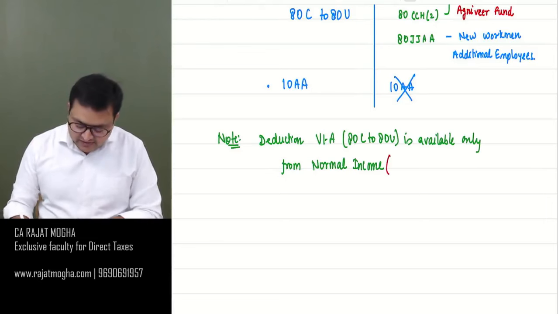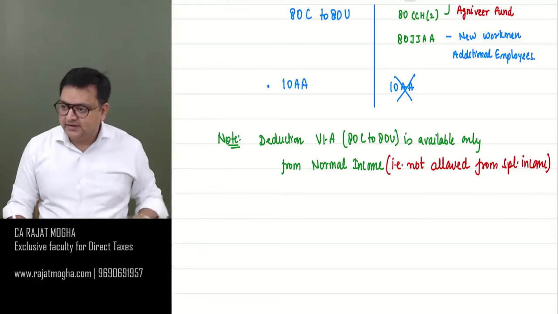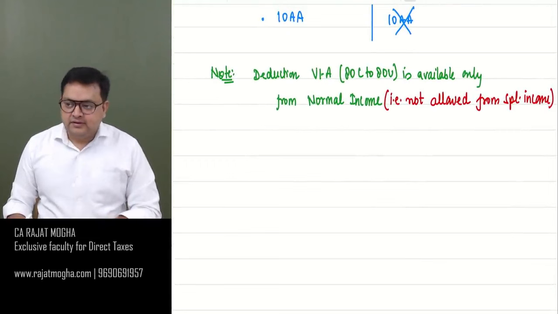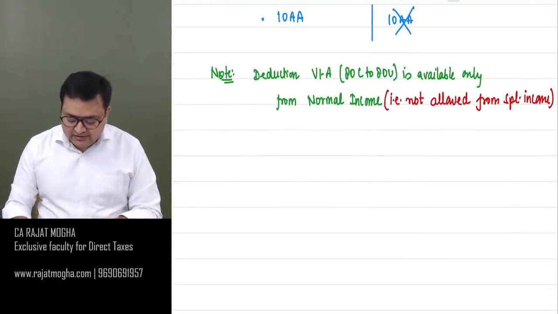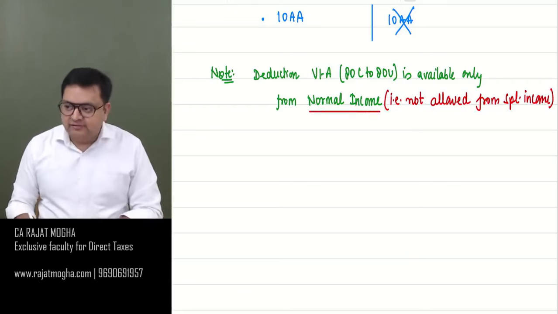What does it mean? It means it is not allowed from special income. From special income, we cannot take this deduction. Keep on writing with me. So we should know that 80C to 80U is only and only from our normal income. It is not from our special income. I'll give you an example.